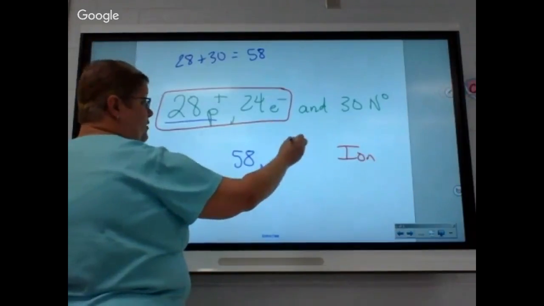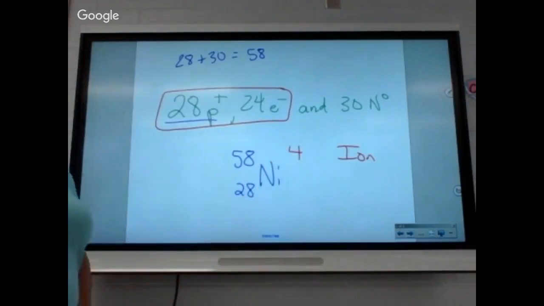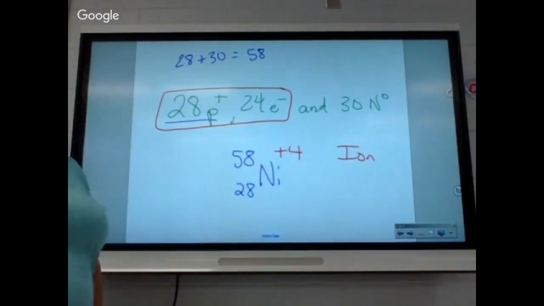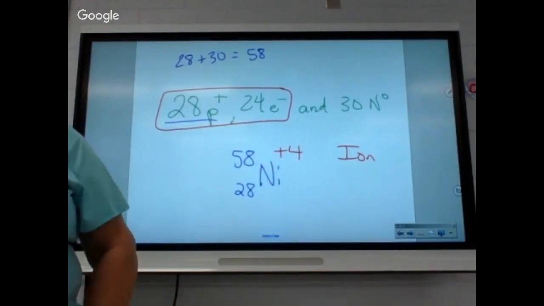Okay, we've got a difference of 4. Now, what do you have more of? More protons or more electrons? More protons, so you put a positive there because you have more protons. You have a greater positive charge than you do negative charge.